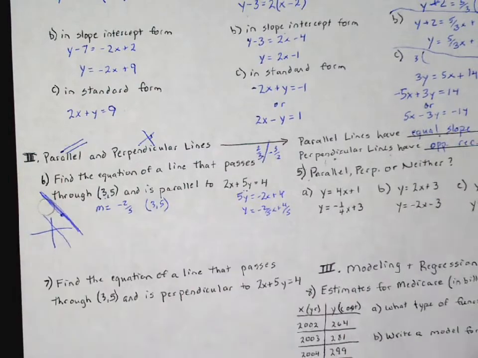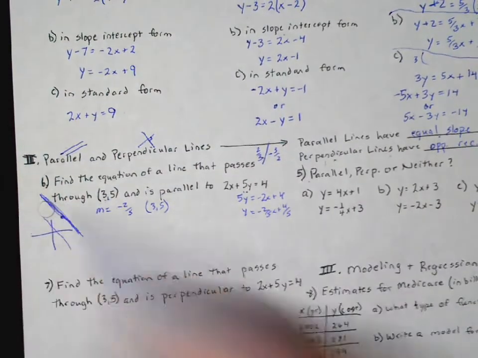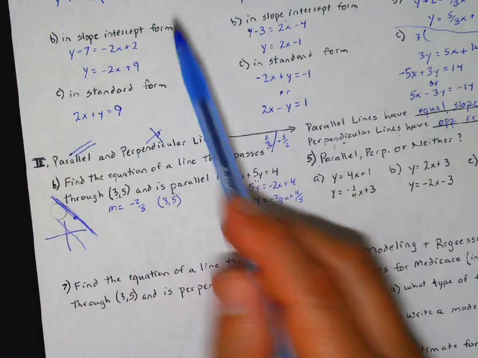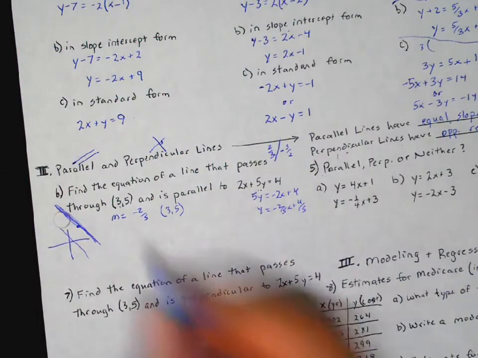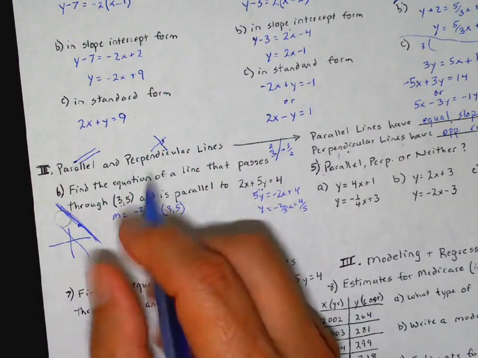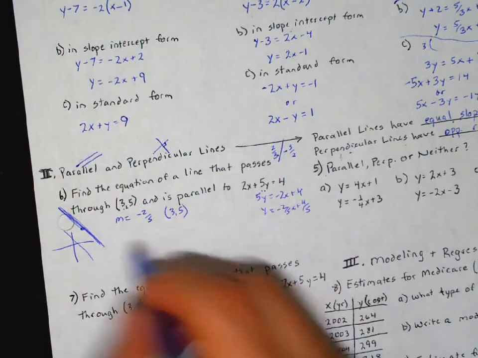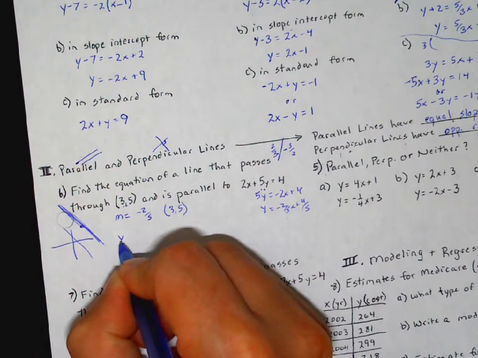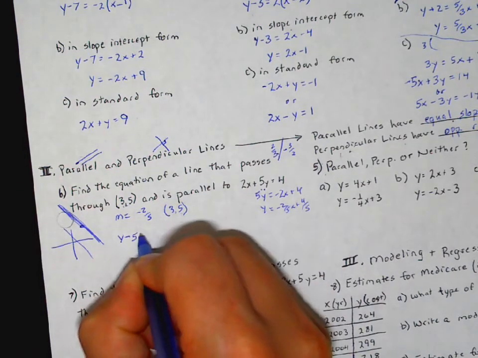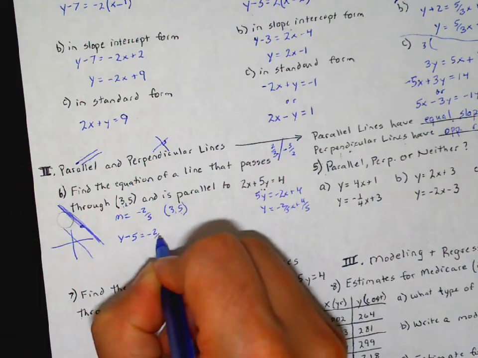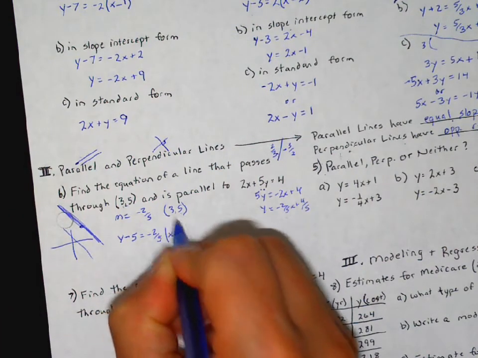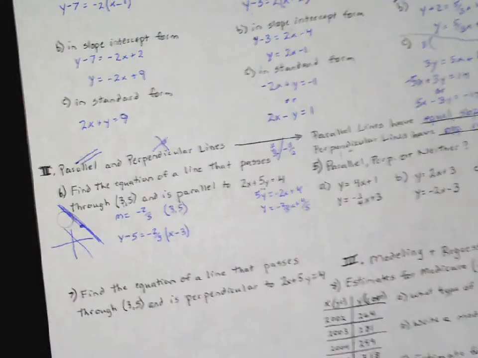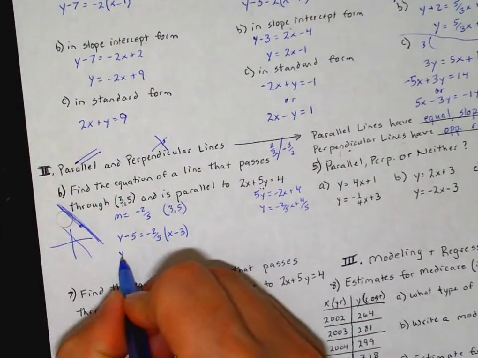To get my slope-intercept form, I need to know what that y-intercept is. You could do that different ways. You can use point slope or slope-intercept. I'm going to use slope-intercept. Actually, let's use point slope. So I'm going to have y minus the y is equal to my m times x minus the x. And there's my point slope. If I wanted to put it in slope-intercept form, I distribute it through.